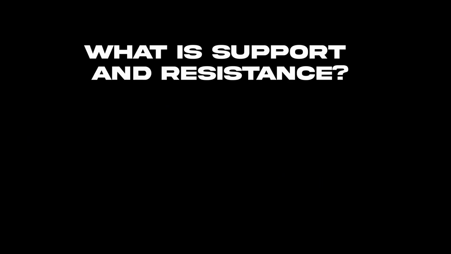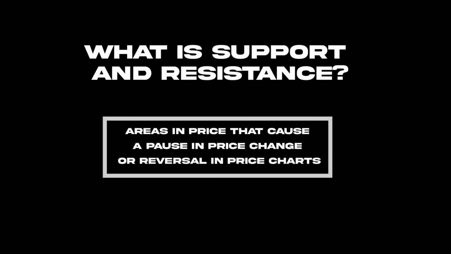So, support and resistance are areas in price that cause a pause in price change or a reverse in price charts. So what this means is that when support or resistance reaches a certain price on a chart, it either changes its direction or pauses for a little bit and then changes its direction.